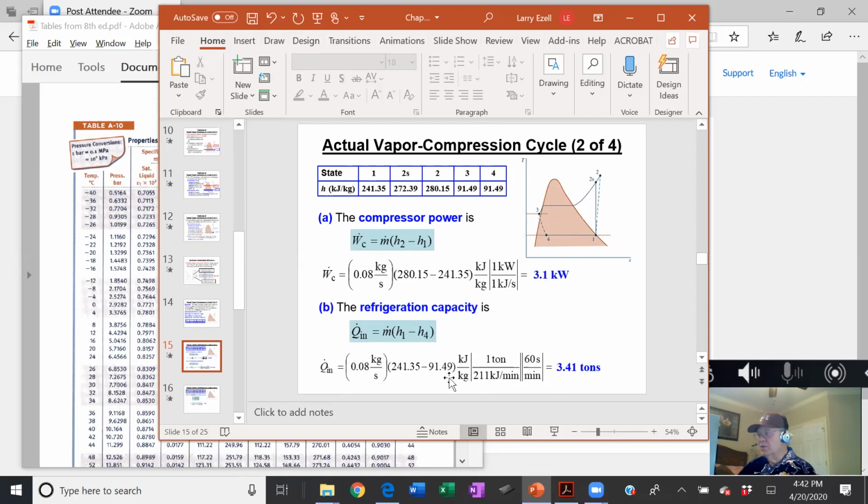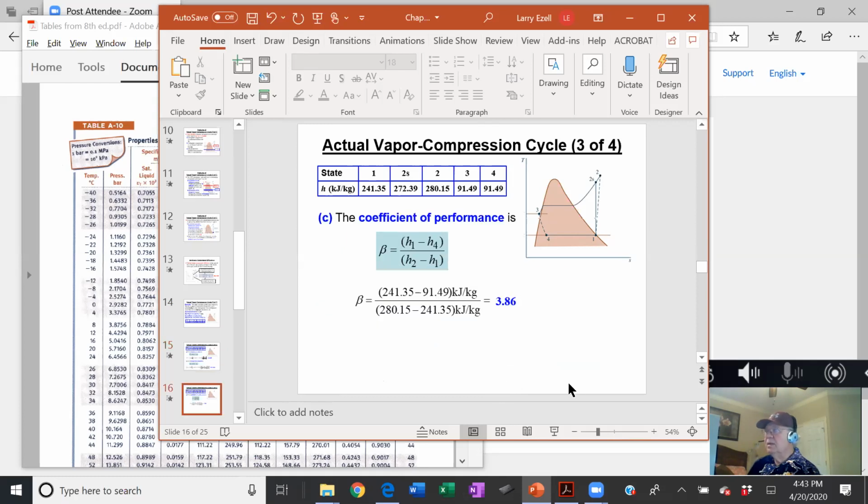Well, you want kilojoules here. Okay, so you stay with kilojoules. Kilograms cancel out, you end up with kilojoules per second. And we want to get into minutes, so we have to use 60 seconds per minute, the conversion factor we just saw a slide or two ago. 211 kilojoules per minute is a ton. You get 3.41 tons. So that's a reasonably good size air conditioning system.